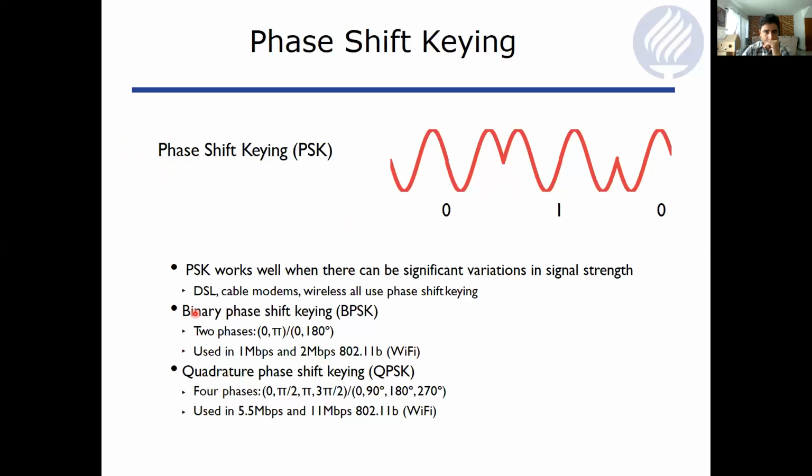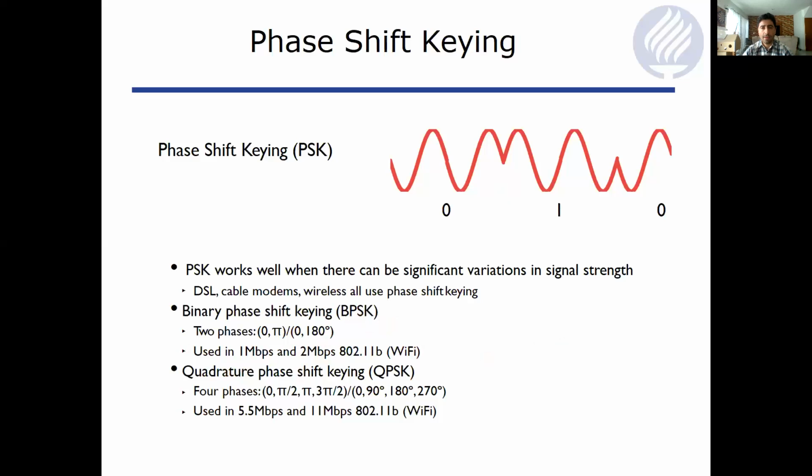Here you can see two different examples of it. We have binary phase shifting or quadrature phase shifting. In binary phase shifting, we have two different phases, as the name says, it's binary. We have either phase 0 or phase pi, which means 0 or 180 degrees. It's used basically in 802.11b, the older Wi-Fi standard, at the lowest speeds of 1 megabit and 2 megabits per second.